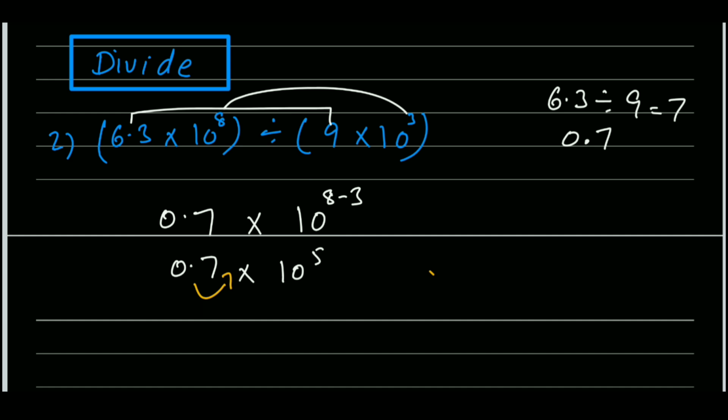What we will do, 7, it will become 7 multiply, power will be reduced by 1, because we are moving our decimal right side by 1 digit. So 1 will be subtracted from the power. 7 multiply 10 raised to power 4 will be the final answer.